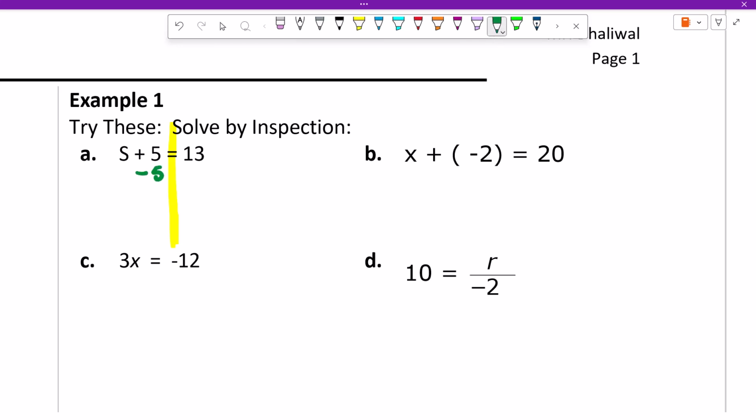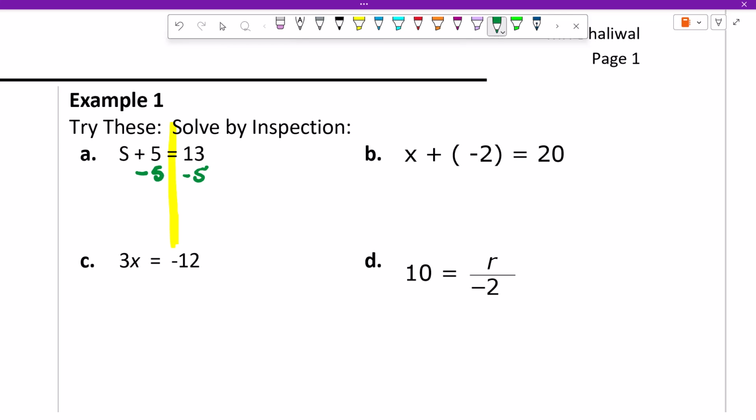Now, since both sides are equal, at the beginning step, this side is 13, this side is 13. We can't just take 5 from this side without doing anything over here, because then they won't be equal anymore. So if we take 5 off of this side, we also have to take 5 off of this side. Does that make sense? Right?